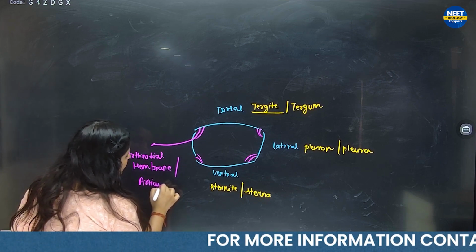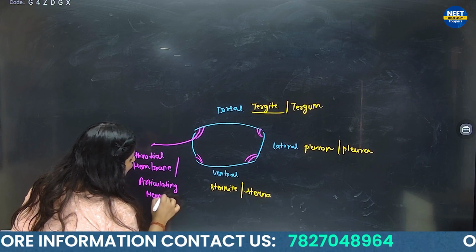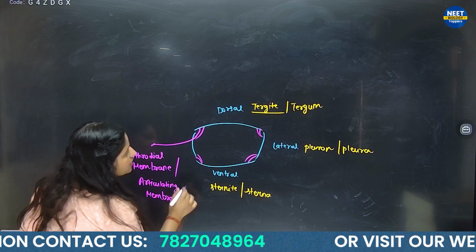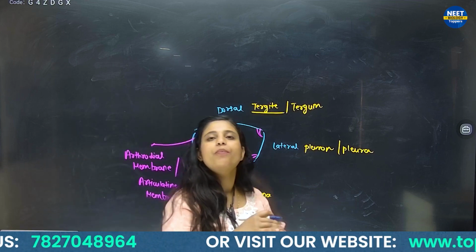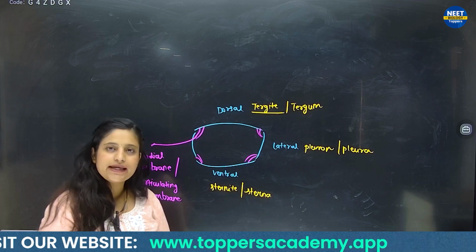Why is it known as the articulating membrane? When the cockroach moves, the sclerites, like its sternites, articulate over one another. That's why it is known as the articulating membrane.